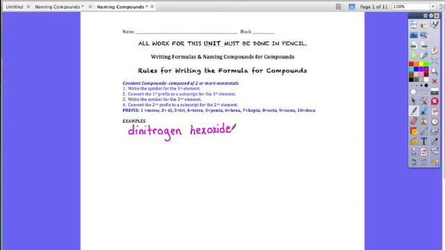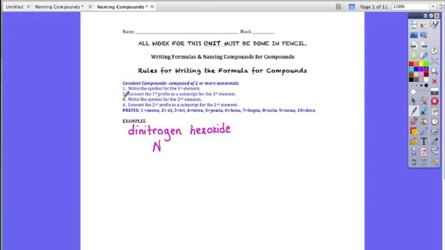So let's say you were asked to take this compound, dinitrogen hexoxide, and convert it to the correct formula. Well, first you have to be able to identify that this is a covalent compound. The first element, nitrogen, and the second element, oxide, I would notice that both of them are nonmetals. Therefore, this would be a covalent compound. I would therefore need to use the covalent compound rules for writing the formula. The first step would be write the symbol for the first element. Nitrogen, the symbol for nitrogen is N.